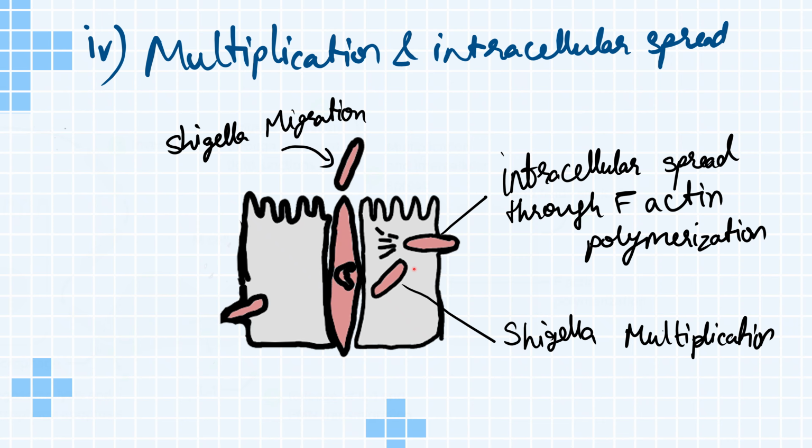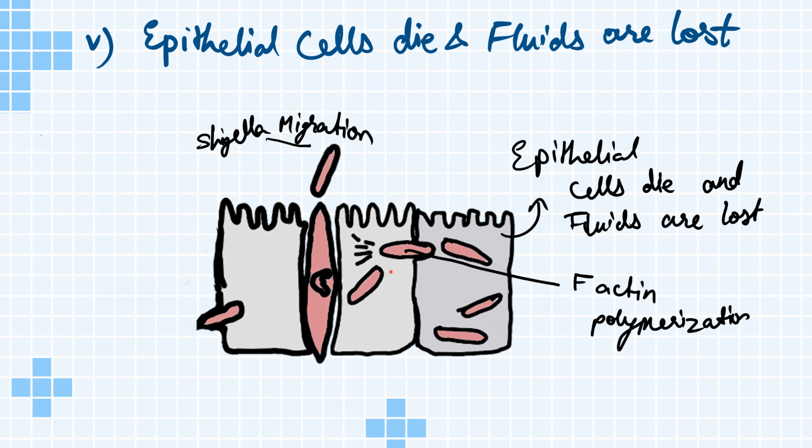It hijacks the host cell actin and causes F-actin polymerization. This forms actin tails that propel the bacterium into adjacent epithelial cells. As Shigella continues multiplying and spreading from cell to cell, extensive epithelial damage occurs. The infected cells die out due to inflammation and intracellular bacterial spread. As the intestinal lining gets damaged, fluids leak into the intestinal lumen. This leads to loss of water and electrolytes, contributing to diarrhea, dehydration, and bloody mucoid stools.